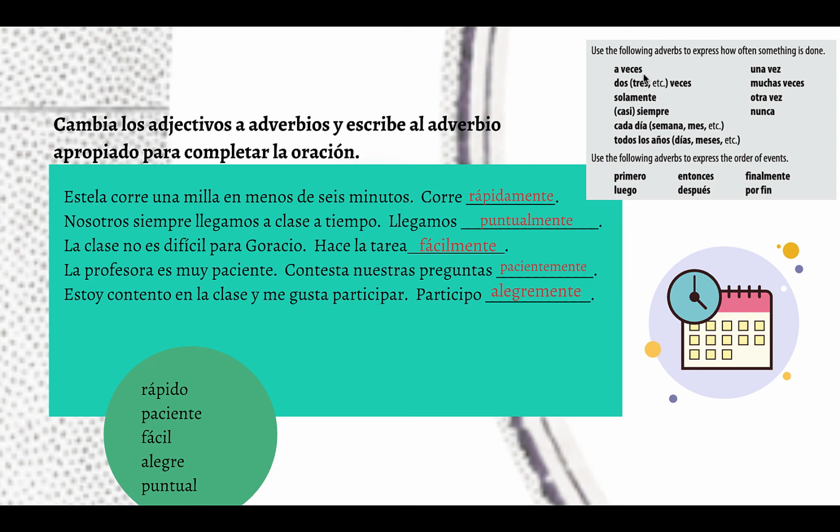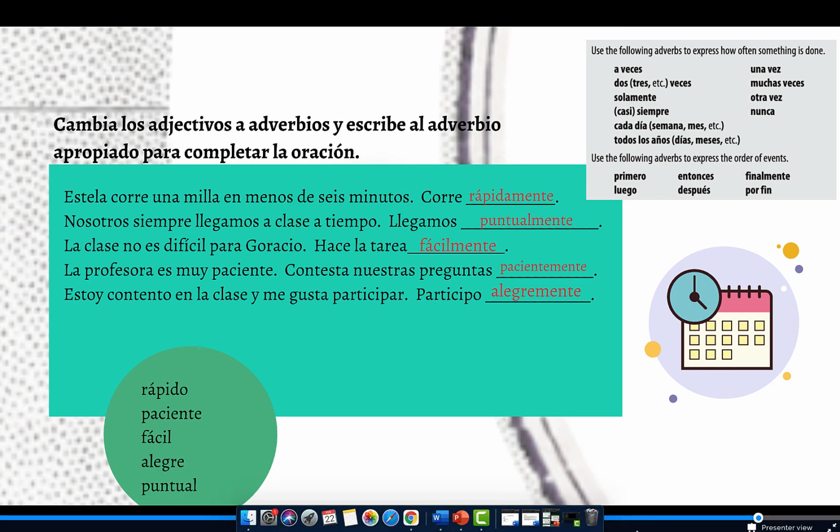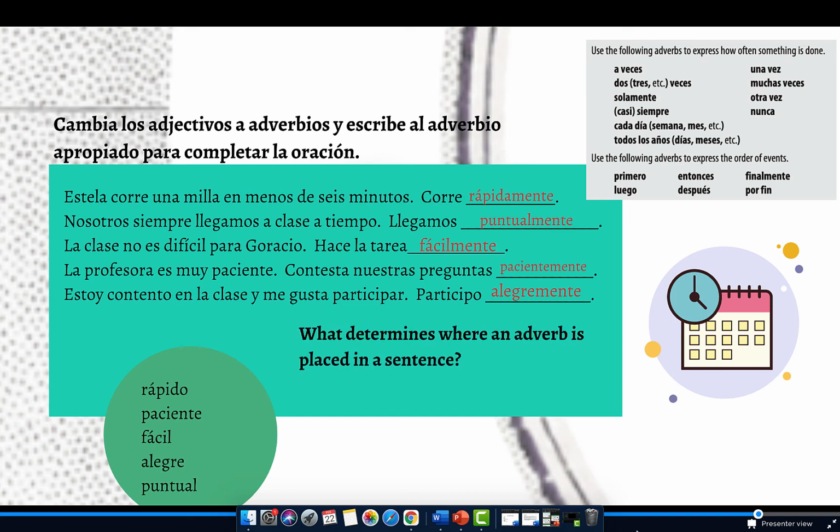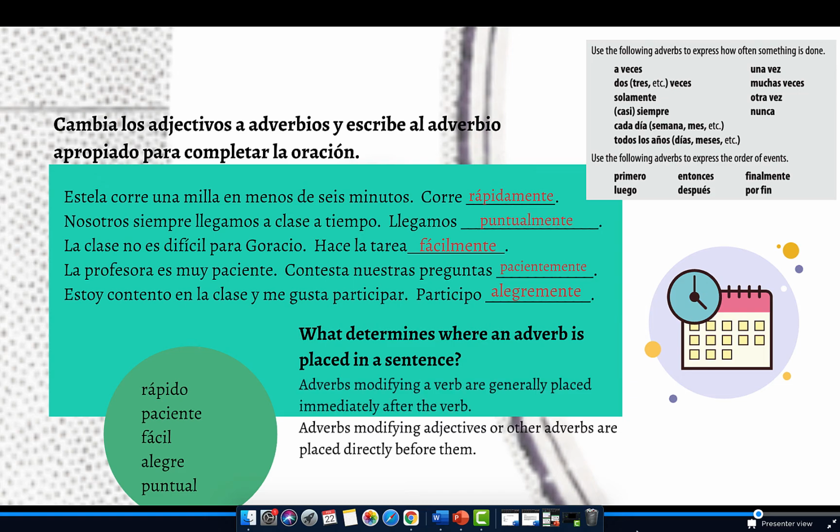And here's some adverbs to express how often something is done. And then use the following adverbs to express the order of events. Primero. So what determines where an adverb is placed in a sentence? Do you recall? Adverbs modifying a verb are generally placed immediately after the verb. Adverbs modifying adjectives or other adverbs are placed directly before them.